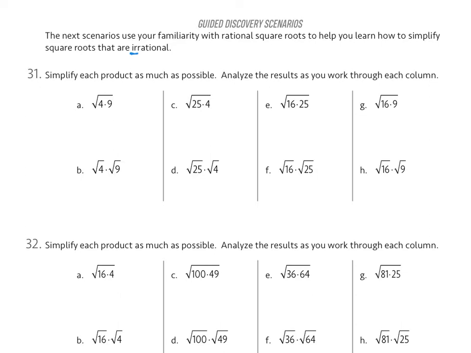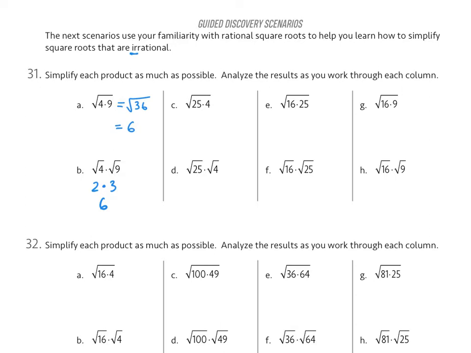4 times 9 is under the square root, so you can multiply 4 times 9 to get 36. The square root of 36 is 6. Part B, the square root of 4 times the square root of 9. The square root of 4 is 2. The square root of 9 is 3. 2 times 3 is 6. Oh, the results are the same.